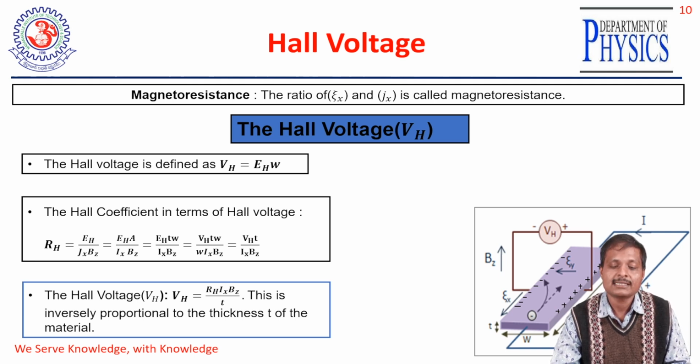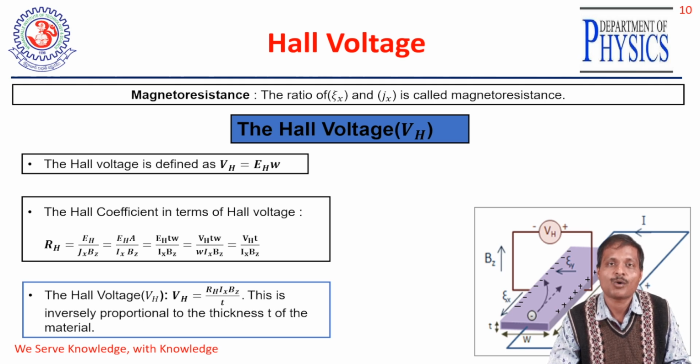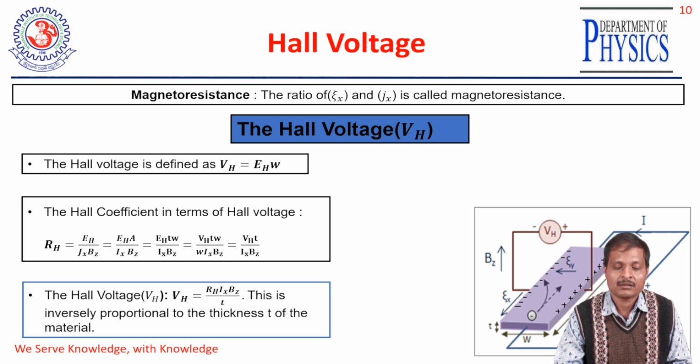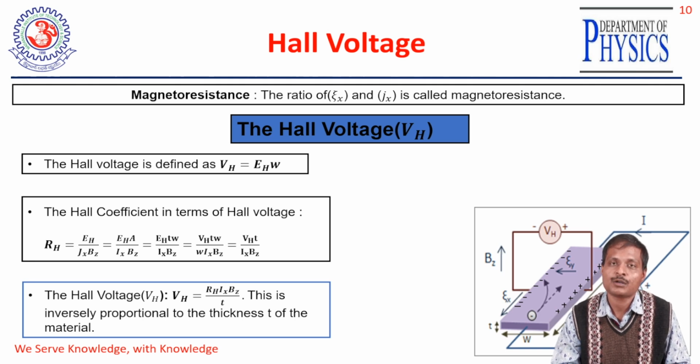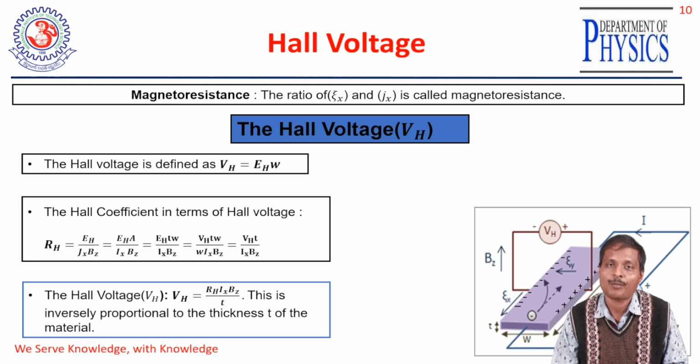So VH T by Ix Bz will give you the Hall coefficient. So this way we can write the Hall coefficient in terms of Hall voltage. So what is Hall voltage here? The Hall voltage VH equal to RH Ix Bz by T. So VH is inversely proportional to T. That means VH is proportional to 1 by T. So if we increase T, or the thickness of this material, the Hall voltage will decrease.